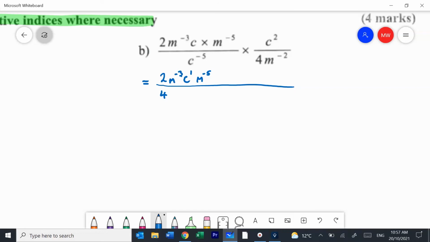I've got C to the 2. So I've just worked across the top row there. And now what I'm doing is I'm working across the bottom row and bringing them up. And as I bring them up, I'm just going to switch the symbol. So C to the -5 becomes C to the +5. M to the -2 becomes M to the +2.